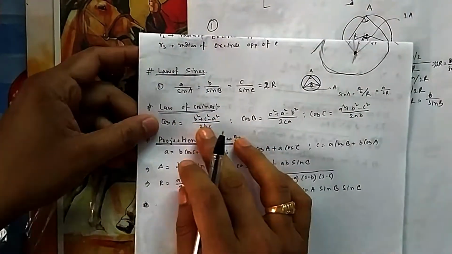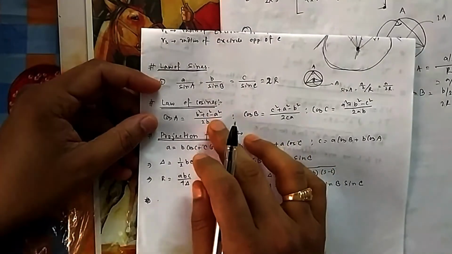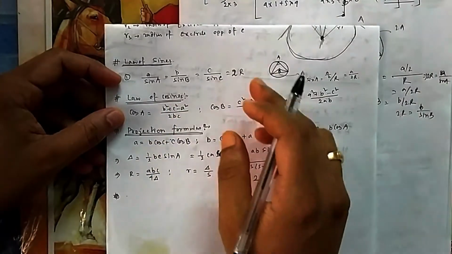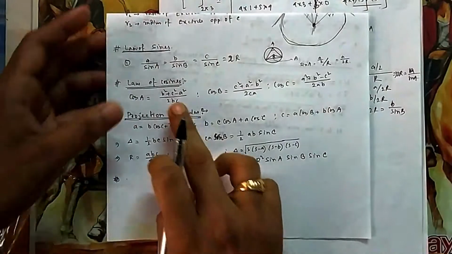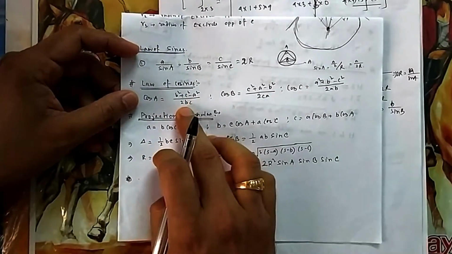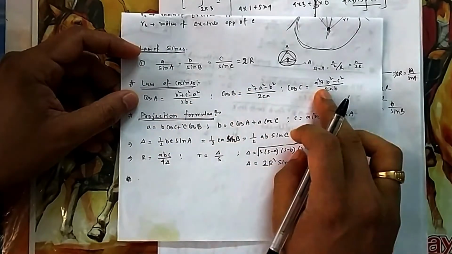Laws of cosine. Now these also can be proved, but I am not proving this one, it will take some time. You draw a perpendicular, then you try, it will come. There is no issue. But you remember this one: cos B is B square plus C square minus A square by 2BC. Similarly, cos A, cos B, cos C. There is a symmetry, you see.